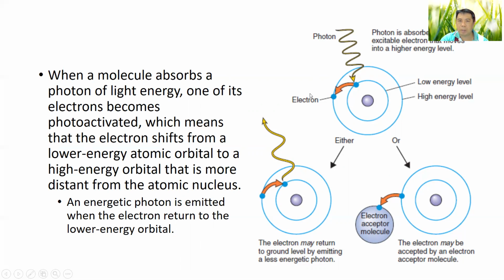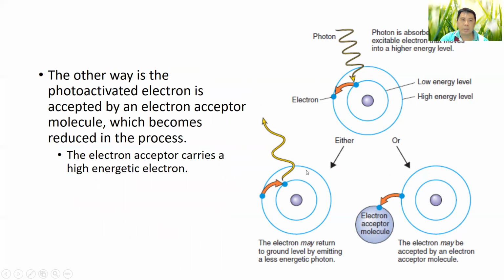So these photoactivated electrons are now here. If they return to the low energy orbital, an energetic photon is released. Or the other possibility is that the photoactivated electrons are accepted by an electron acceptor, which becomes reduced. That means this electron acceptor accepts the photoactivated electrons and becomes reduced. So this electron acceptor carries high energy electrons.